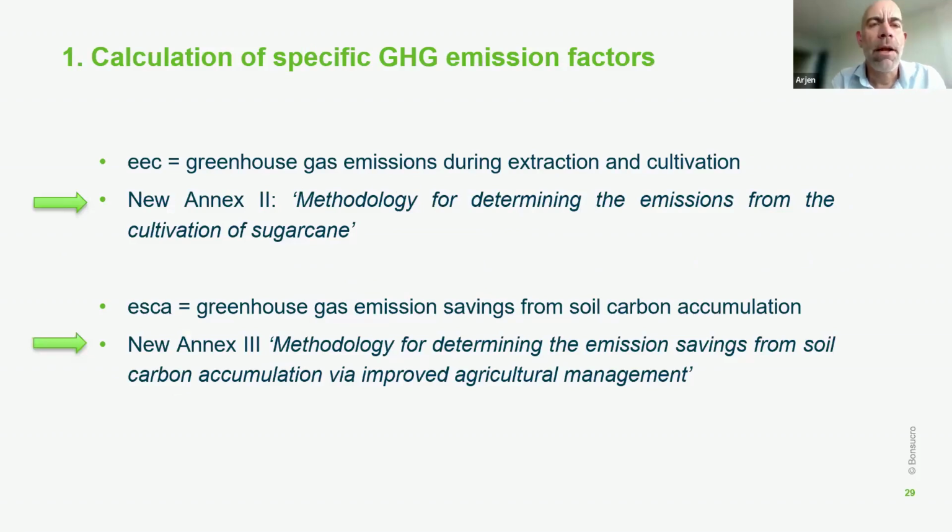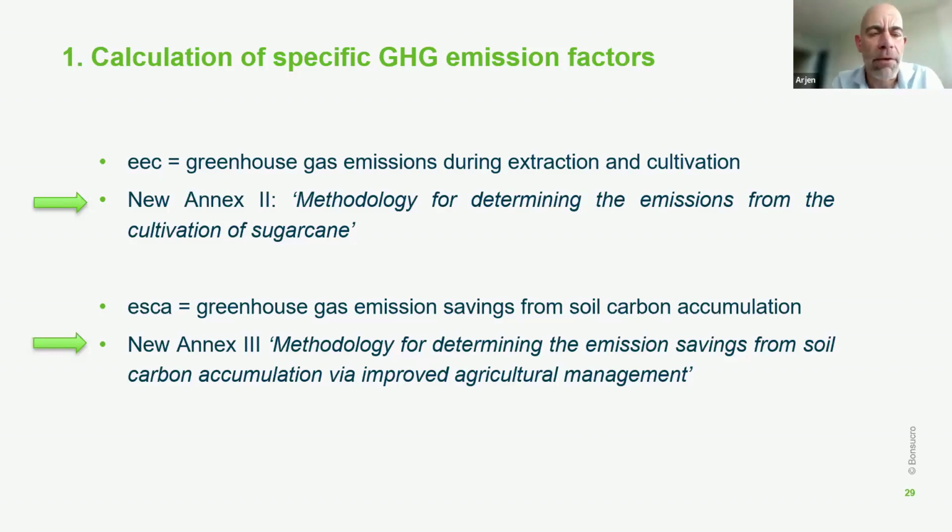First, on the calculations of the two specific greenhouse gas emission factors. The new version of the Bonsucro EU-RED Standard contains a new Annex 2. That new Annex 2 contains the methodology for determining the emissions from the cultivation of sugarcane. This is new, and Bonsucro has developed this new Annex in response to, obviously, the requirements from the implementing regulation. In the implementing regulation, there are much more specific requirements on how emissions from cultivation shall be calculated. So those requirements have been included in this Annex 2, and when actual calculations are being used and cultivation emissions shall be calculated, the Annex 2 methodology shall be followed.